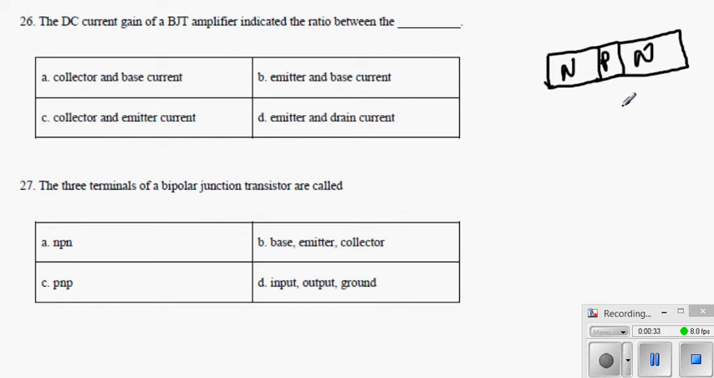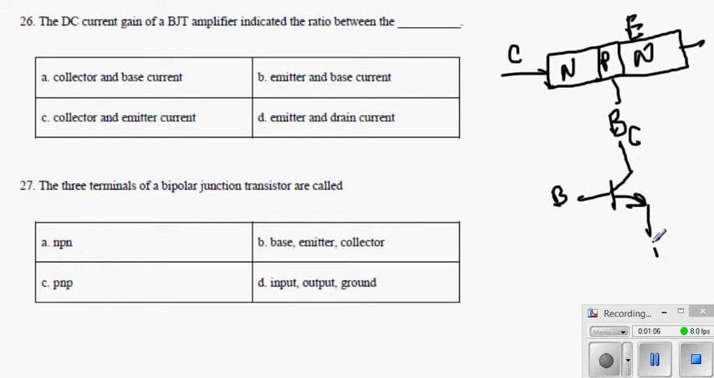All right. So it says the DC current gain of a BJT amplifier indicates the ratio between. Well, this is one of the characteristics of a bipolar junction transistor. This N is represented as the collector. This P is represented as the base. And this second N is represented as the emitter. Now, we normally use this symbol to represent the three terminals of the transistor: the collector, the base, and the emitter.